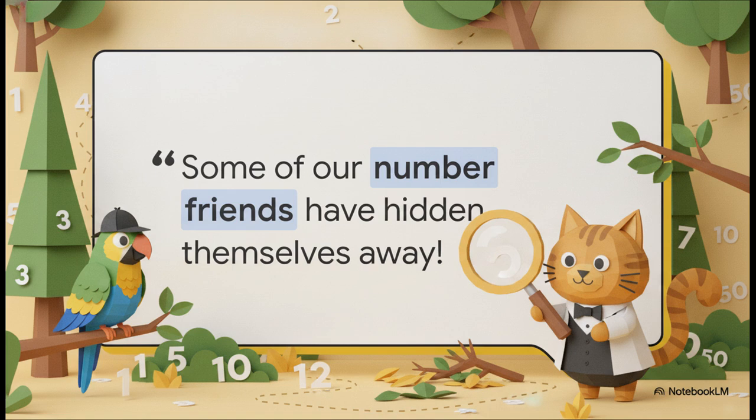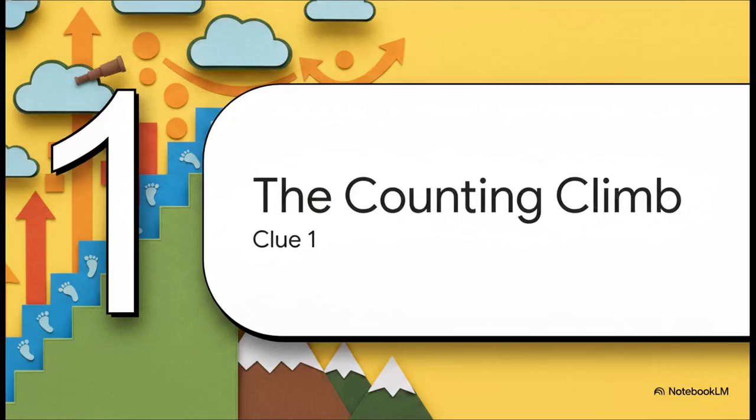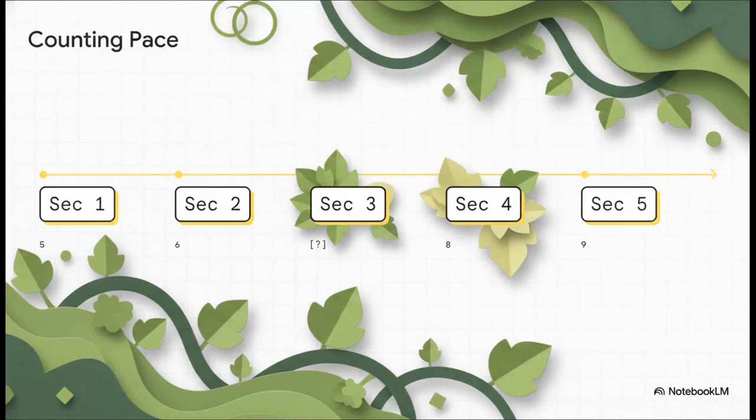in these mathematical sequences. All right, let's kick things off with clue number 1, the counting climb. To start, imagine a giant vine. We can visualize our counting pace here using a structured timeline. Starting off at second 1, we've got a 5. Then moving to second 2, we see a 6. But then, bam, we hit a glaring numerical gap at second 3, right before it picks back up at 8 and 9. We have to figure out how to logically bridge this gap.